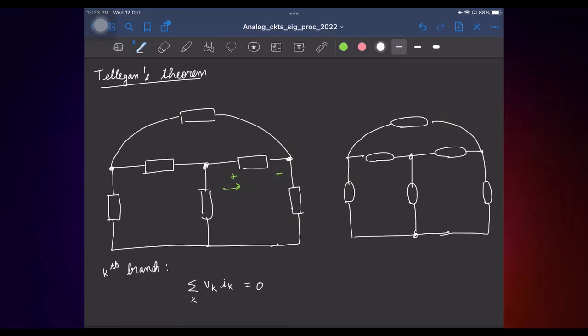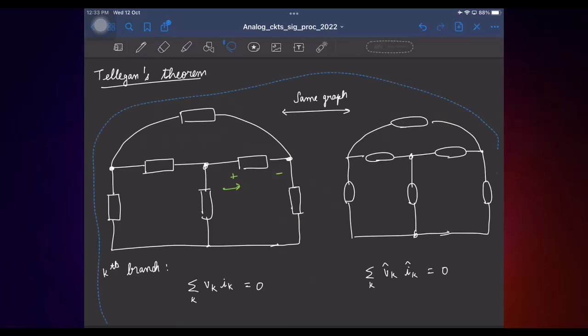Yeah, basically, technically speaking, they have the same graph. In plain English, it means you have the same number of nodes, same number of branches, and identical connection among the nodes, right? So they have the same graph. So again, in the kth branch, if the voltage is Vk hat and the current is Ik hat, and if I take this, this again is zero, no brainer.